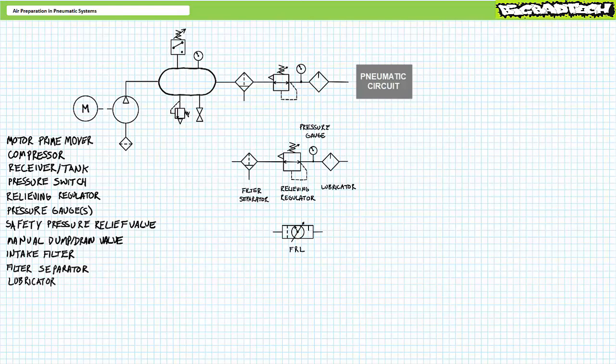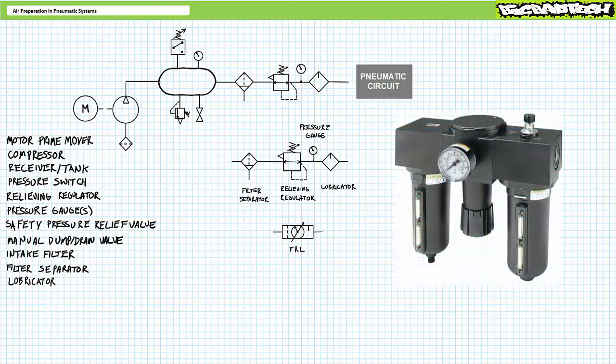Since filter separators, relieving regulators, pressure gauges, and lubricators are often found in close proximity to one another, sometimes integrated and sold as a single device, as in this picture, certain manufacturers may consolidate all of these components into a single simplified schematic symbol that looks like this. The filter is the dashed line. The adjustable relieving regulator is the slanting line. The gauge is the dial. And the lubricator is the vertical hanging line. Using a simplified symbol like this really cuts down on the busywork.